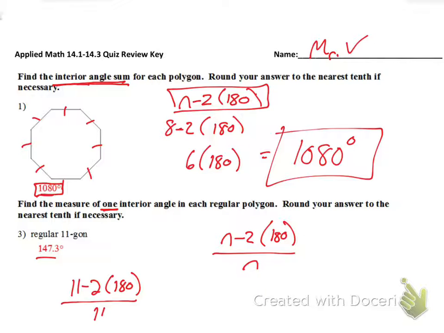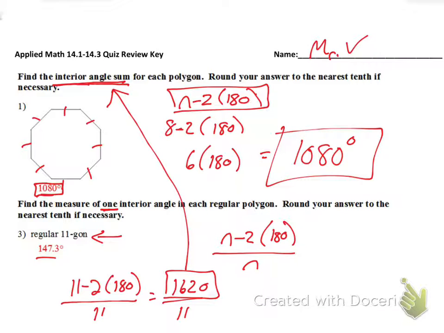So 11 minus 2 is 9. 9 times 180 is equal to 1620. I'm going to divide that. So this one right here would be the interior angle sum of all of these in a regular 11-gon. But we want to find out what one of them would be, so I'm going to divide it by how many sides there are, which is 11. So I divide this by 11, and I get 147.23. And that checks out.